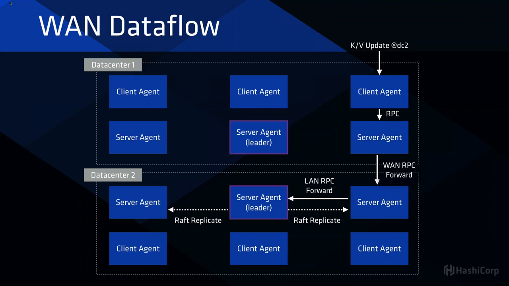So it's pretty cool in this case that the client agent didn't have to really know much about the details of how its request was going to get there. It's mostly transparent, except that it's saying, hey, this is a key over there, set this somehow. And then the raft replication happens on the data center 2 side. Note that the raft replication only involves the servers within data center 2. So at the raft level, there's no interaction across the WAN between the servers. It's all RPC forwarding.